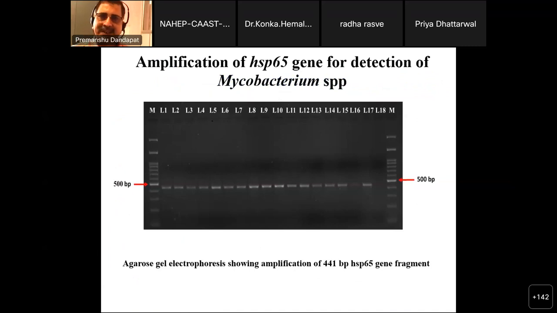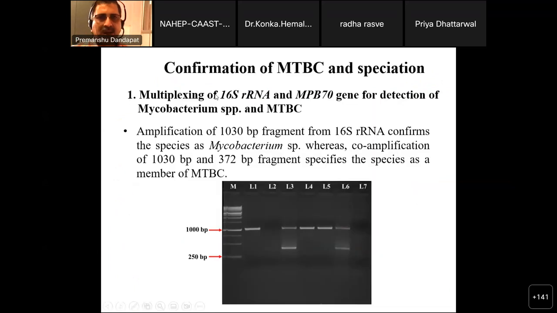So Mycobacteria can be detected by two important genes. One is the HSP65 gene. If it is Mycobacteria, you'll clearly see the band, or the 16S ribosomal RNA. These are the two specific and globally recommended regions which are used for detection of Mycobacterium species.